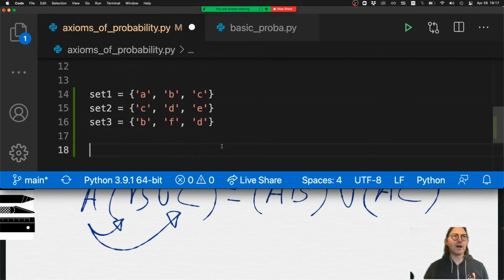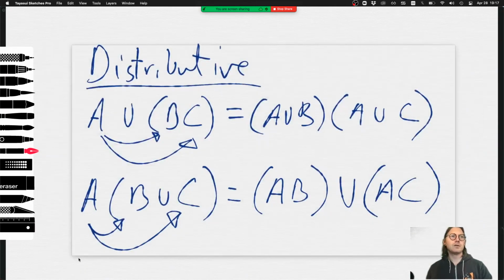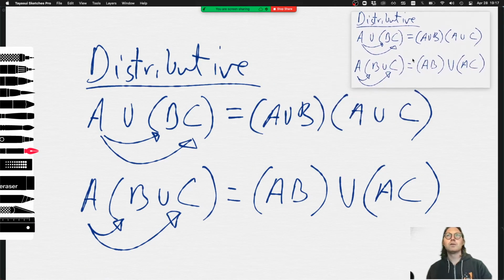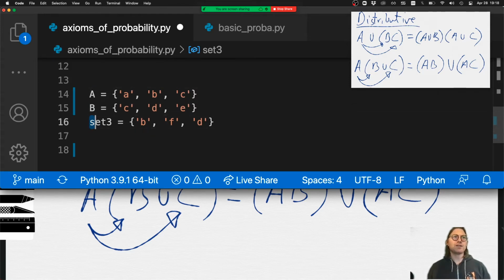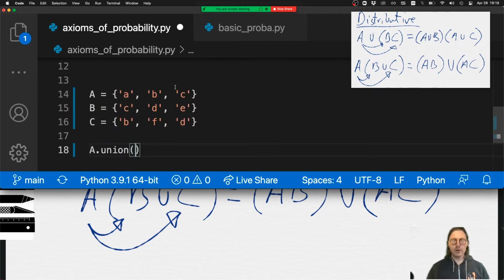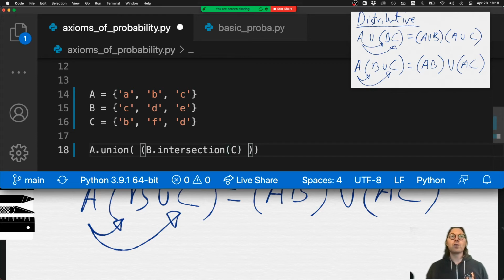So if we're thinking about this, all right, let's think of set 1 as being A, set 2 being B, and set 3 being C, okay? And we can say, well, A union with B intersection with C, right? So that's an expression that follows what we're seeing up here, this A union B intersection C. So the intersection with C is going to happen first, and we should be able to see what that is.